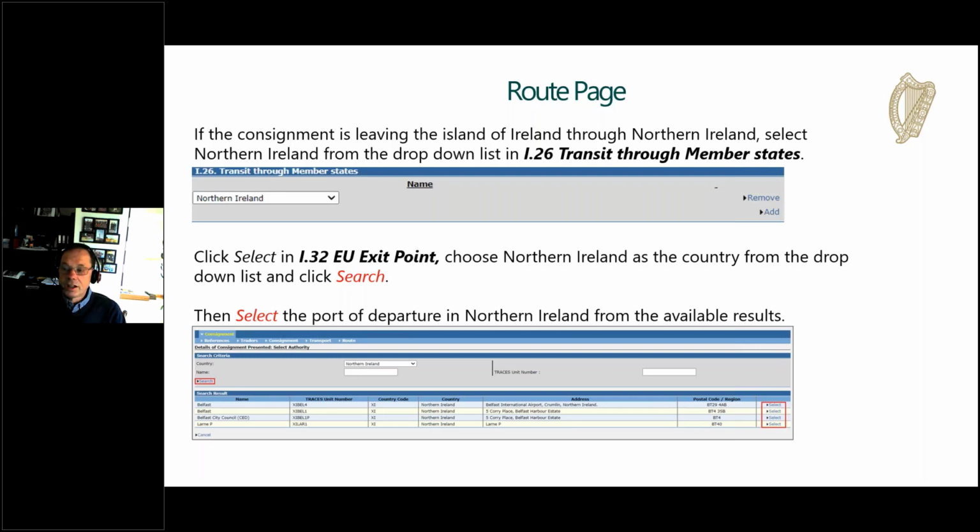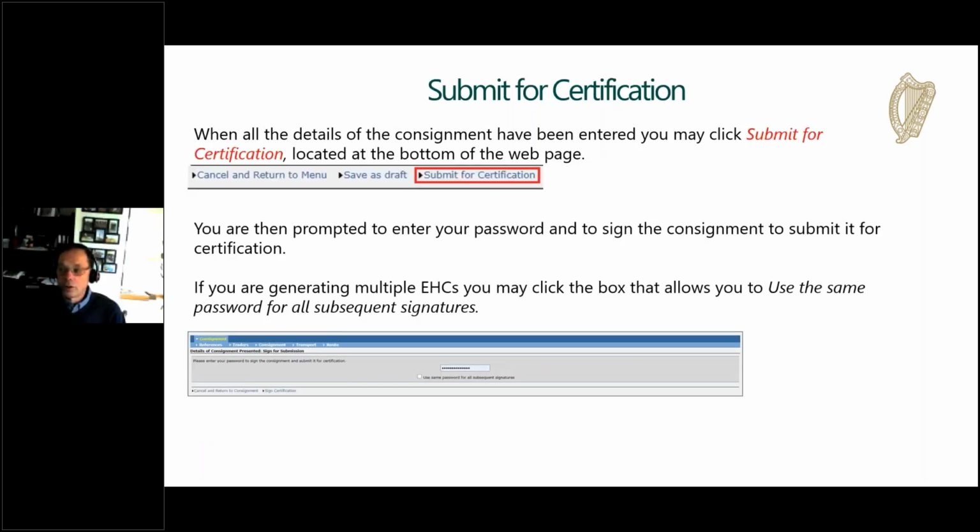When all the details of the consignment have been entered, you may click submit for certification, located at the bottom of the page. You are then prompted to enter your password and to sign the consignment to submit it for certification. If you are generating multiple EHCs, you may click the box that allows you to use the same password for the subsequent signature.